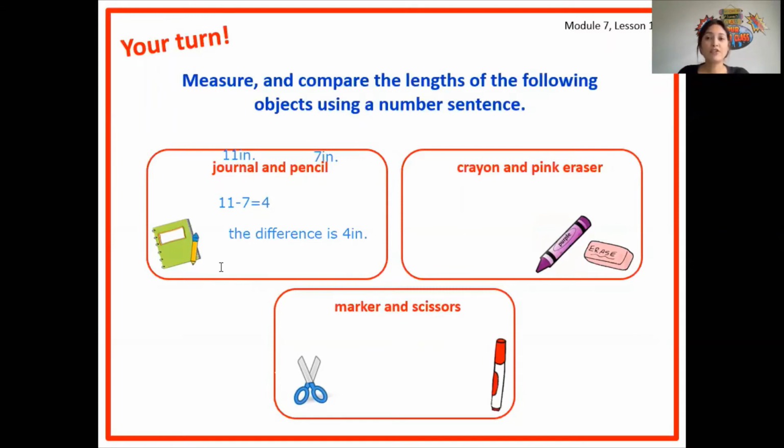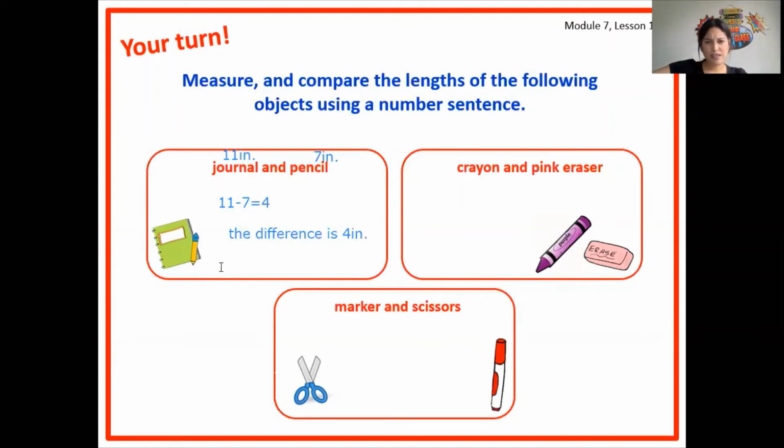So if you need to find crayon and pink eraser, markers, scissors, pause the video, go find your materials, and come back. Or you can also pause the video, measure it, find all your differences, write your sentence, and then come back. Okay. If you don't have the materials, that's okay, because I have mine right here.